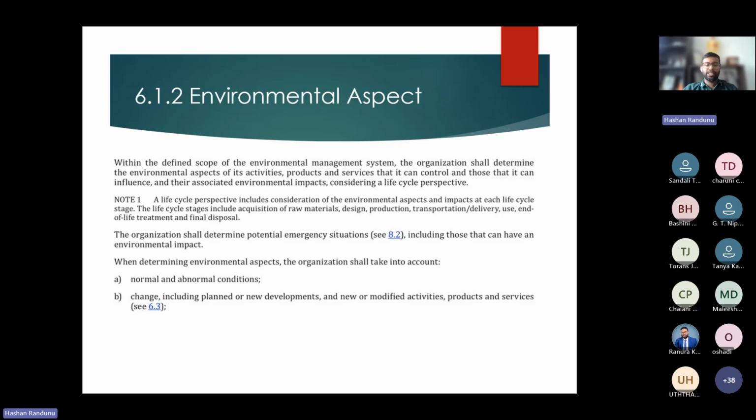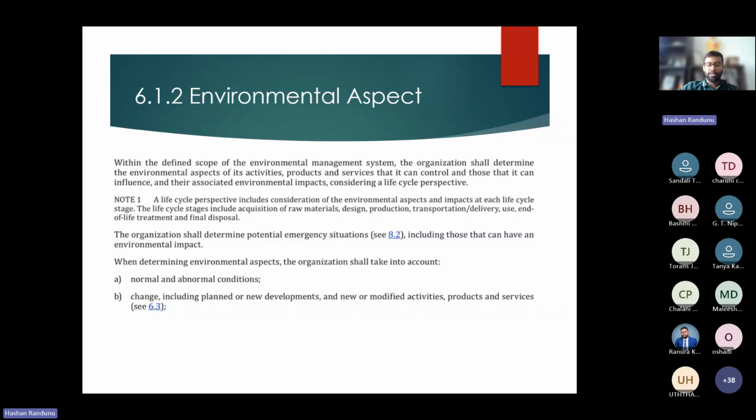And also the standard says we need to consider changes. The changes can include planned or new developments, and also modified activities, products and services, right? I think during the first session, Rasita explained clause number 6.3, which is dedicated to changes, right?